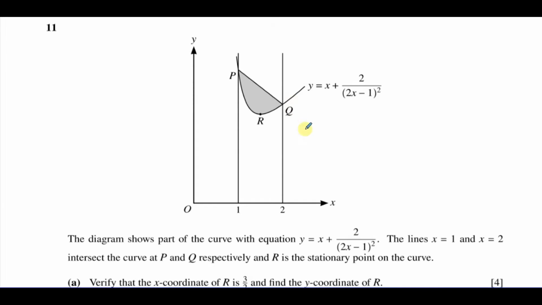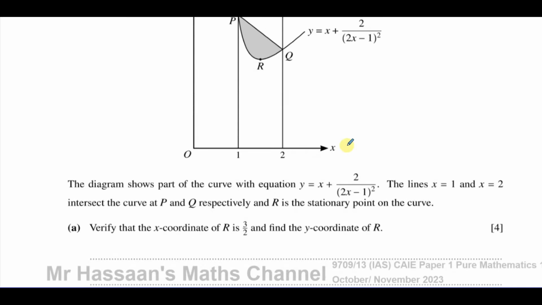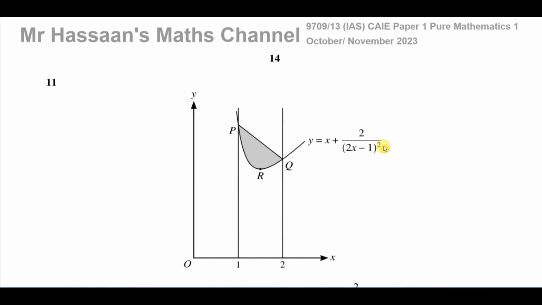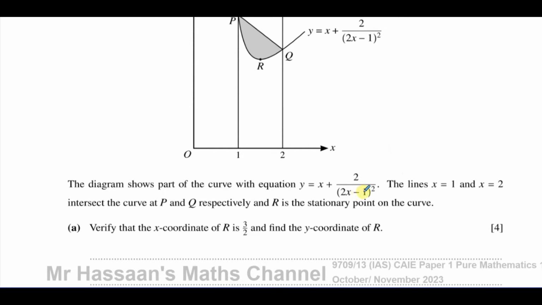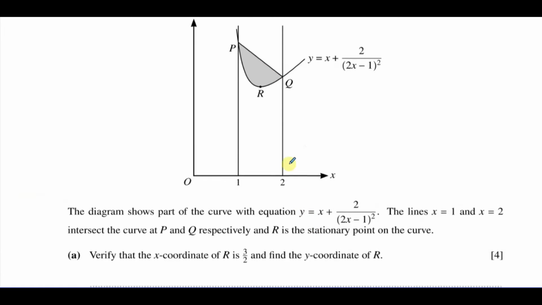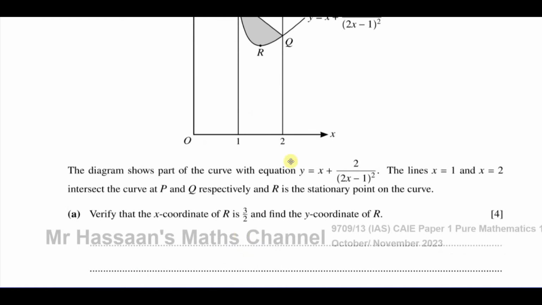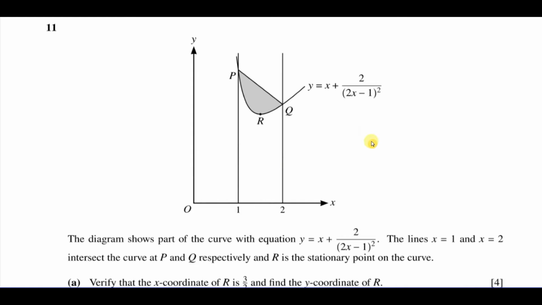Question number 11 here tells us about a diagram which shows part of the curve with equation y equals x plus 2 over (2x minus 1) squared. The lines x equals 1 and x equals 2 intersect the curve at P and Q respectively, and R is a stationary point on the curve. Verify that the x coordinate of R is 3 over 2 and find the y coordinate of R.